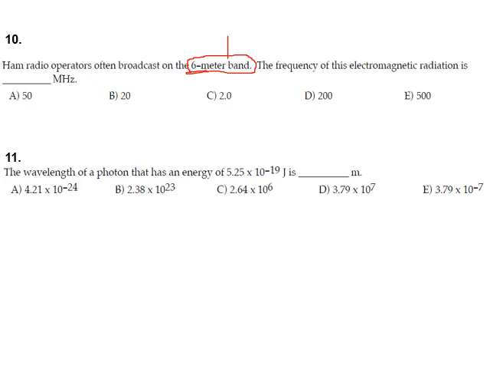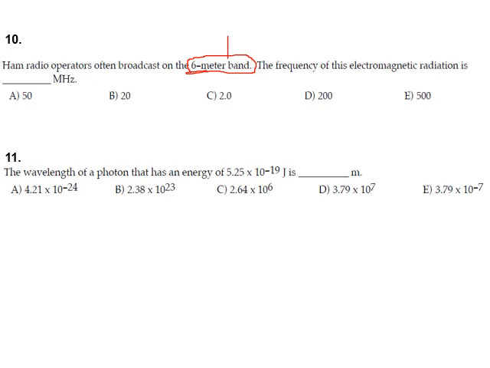All right, anyway, we're going to do this one the same way we did the ones at the beginning of this section. It's just c equals lambda nu, and I'm not going to write it again. So lambda is 6 meters, and c is 3 times 10 to the 8th. Divide 3 times 10 to the 8th by 6, which is a half times 10 to the 8th, which is 3 times 10 to the 7th, which is 30 million, so it would be 30 megahertz.